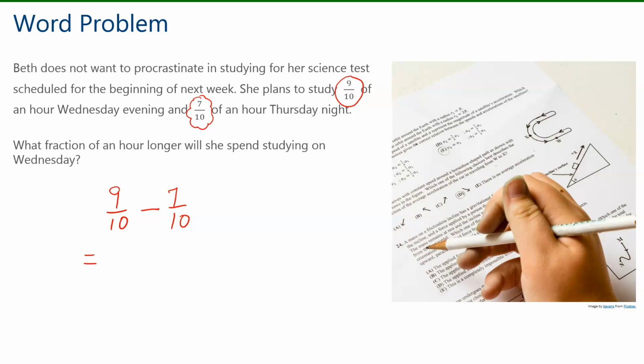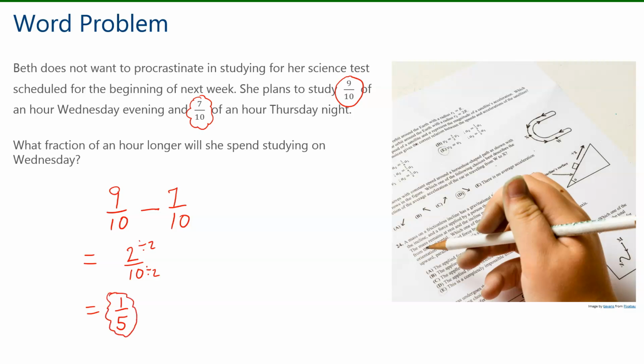And we know now how to subtract these fractions. They have a common denominator of 10, so we put it down. We subtract the numerators. We have a 9 subtract 7 giving us 2. But we need to reduce. 2 is the GCF for 2 and 10. So divide numerator and denominator by 2, and we get 1/5.